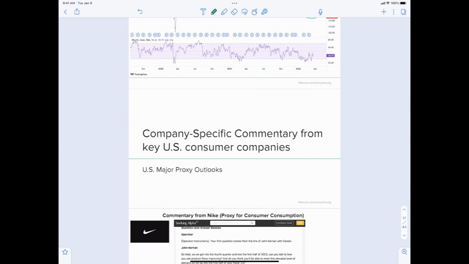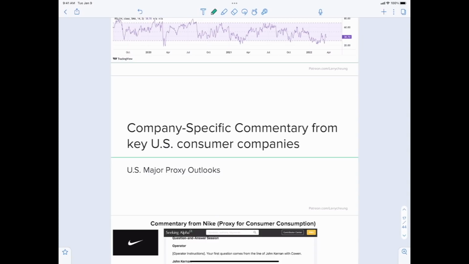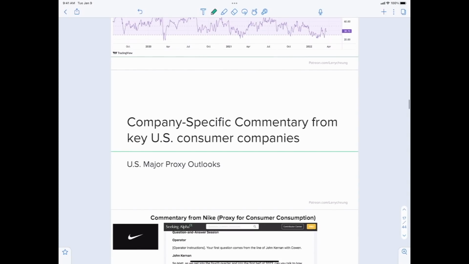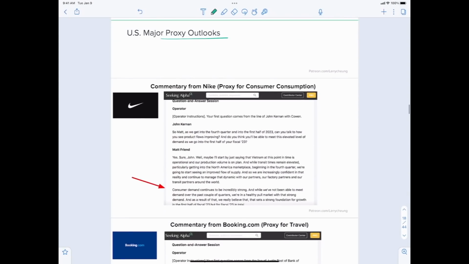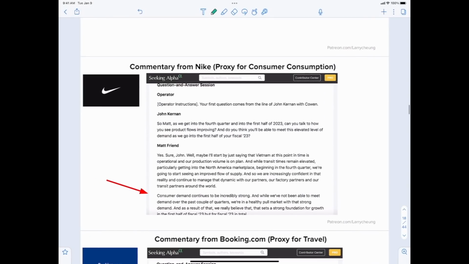Now I want to talk about company specific commentary from several key US consumer companies because they are major proxy outlooks for whether a recession is looming. And there's some evidence that a recession is still in the cards in the future, but as for now, we're still looking relatively stable in terms of the outlook. Let's take a look at Nike, which is a proxy for consumer consumption. They recently said that consumer demand continues to be incredibly strong. They have not been able to meet demand over the past couple of quarters. That does not sound like a recession to me. That sounds like growth is still on the table for Nike, and that's good news for the US stock market outlook.